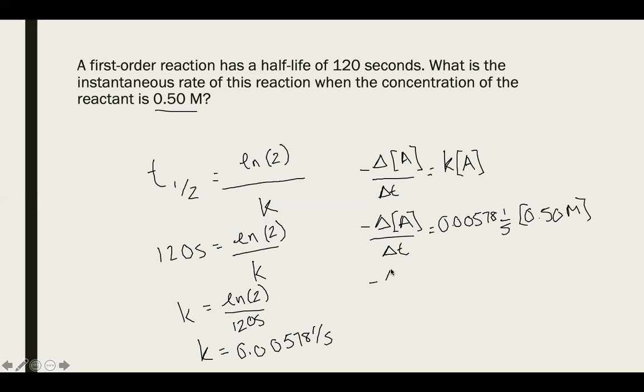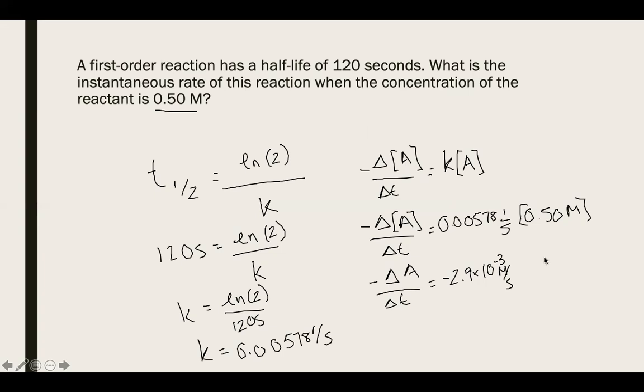then you get your negative delta A over delta t as negative 2.9 times 10 to the negative third molar per second. And I think in the actual answer choices, they don't include the negative because they just included the positive as the magnitude of the rate of reaction. So it was just 2.9 times 10 to the negative third molar per second. Are there any questions about that one?